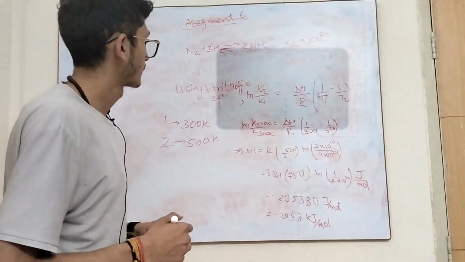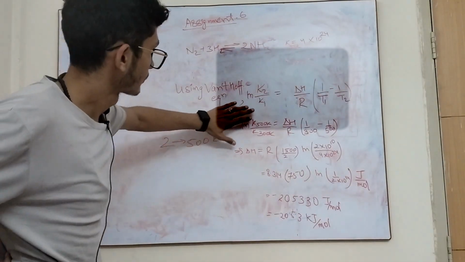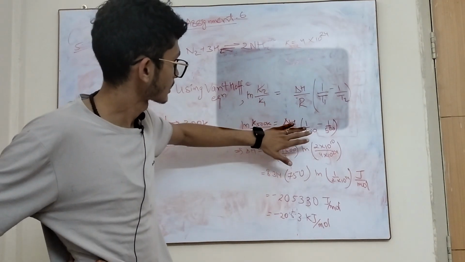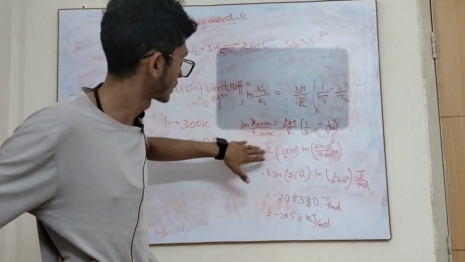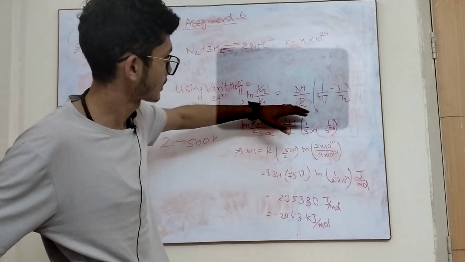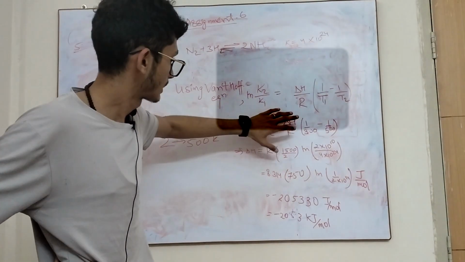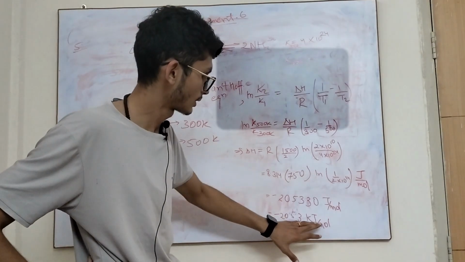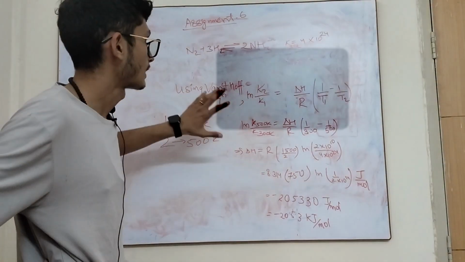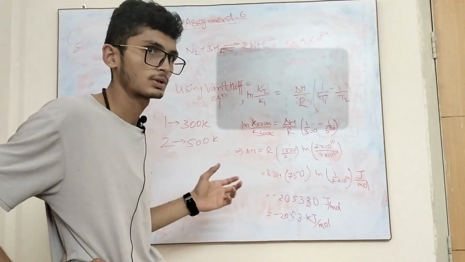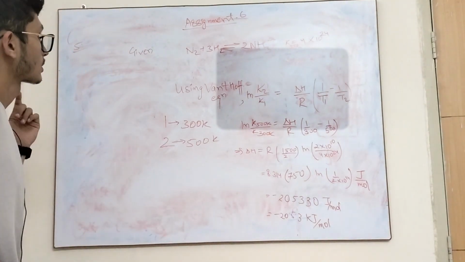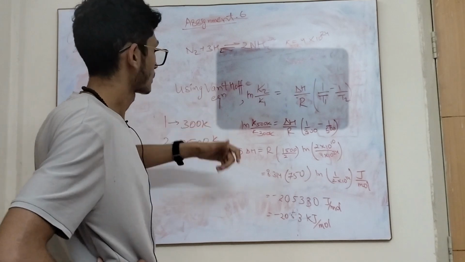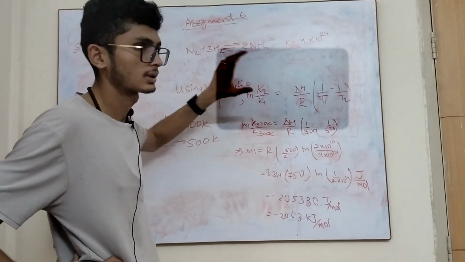So if we put the values here, that's K 500 upon K 300, 1 by 300. If you go with the calculation, we shift R here and this term also here, we get finally delta H is equal to minus 205.3 kilojoule per mole. It's actually an equation based question. It doesn't require much time also. So yeah, that's the solution for it. If you know the equation, you know the answer.